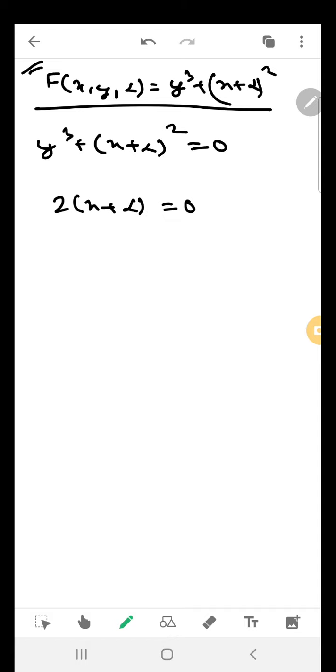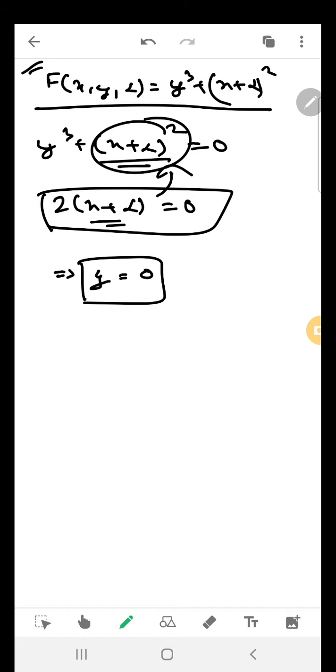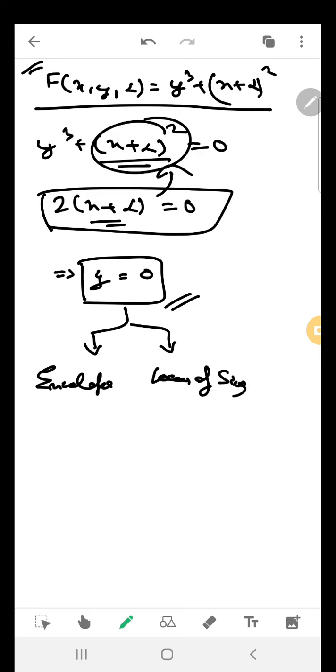Now from here you need to eliminate. This becomes 0 actually, right? If you put this here, this portion becomes 0 because x plus alpha equals 0. So from here you get the equation of a particular curve or a particular straight line, or maybe anything, that is y equals 0. Now this particular equation can either be an envelope or be the locus of singular points. So for that you need to check whether fx square plus fy square equals 0 or not.